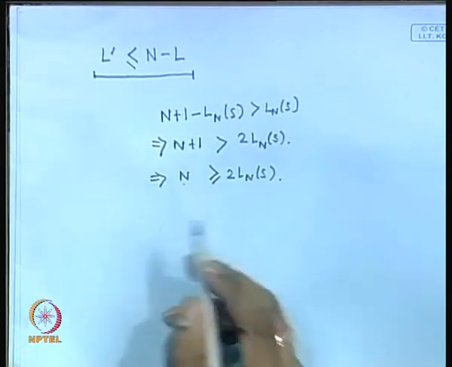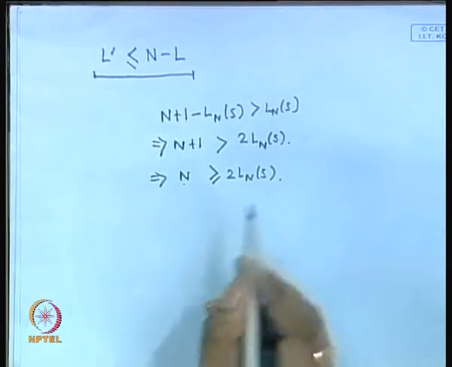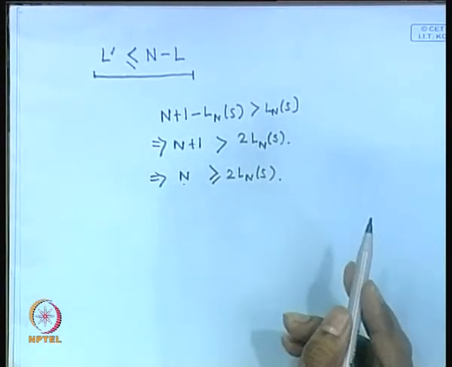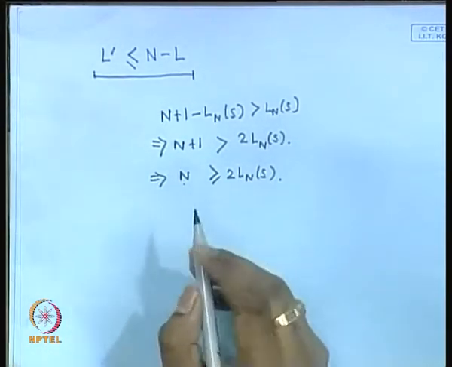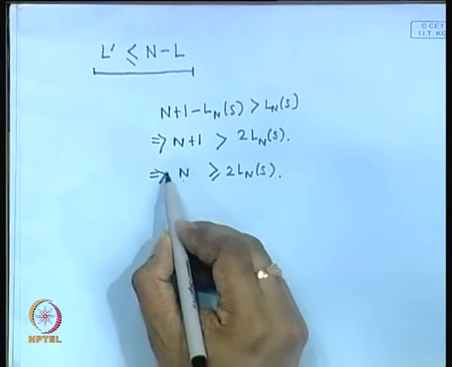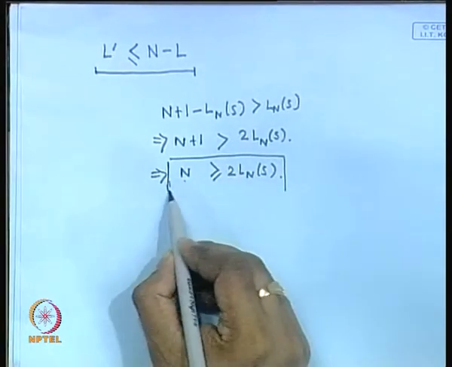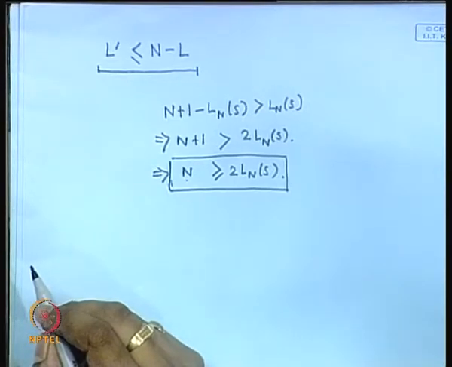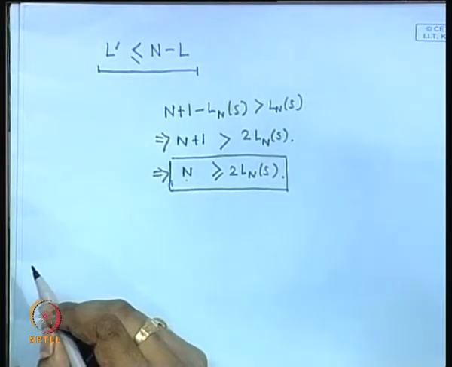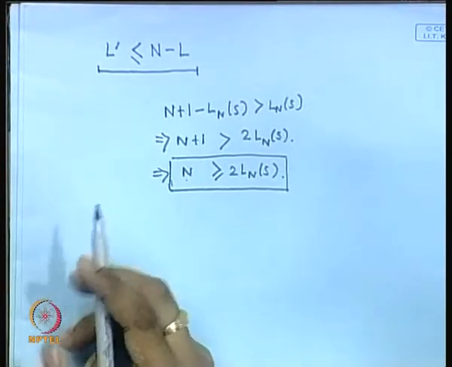So, the length gets updated only depending upon certain cases, and I will define when it gets updated, but whenever there is an update, the update will happen only when n is greater than or equal to 2 L n S. Do you understand why? Because of the monotonicity again.